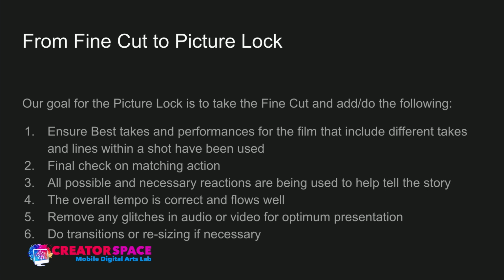Number 5, remove any glitches in audio or video. We talked about that last time, but that's a continuing thing where you might see the odd glitch here or there. You might need to replace different words. And then the last thing here, and we'll look at that today, is do transitions or resizing of the frames if necessary. That could be, again, just to fix things. There could be an edge of a coffee mug in the frame, and you just want to zoom in a little bit to fix that. So that's a great tool to be able to use.